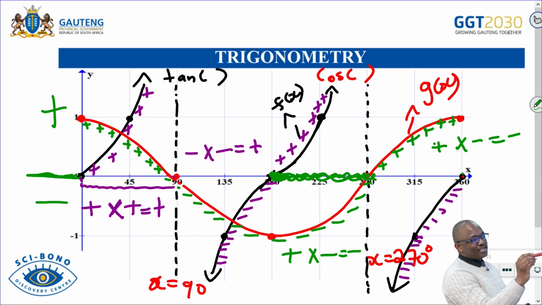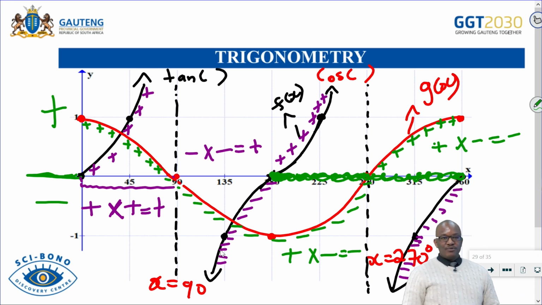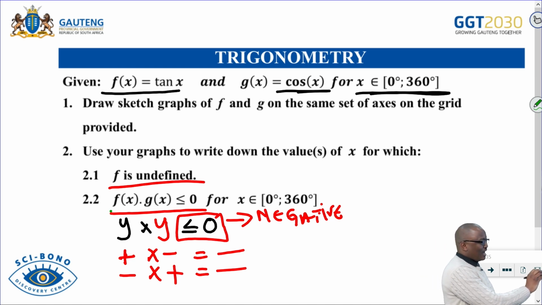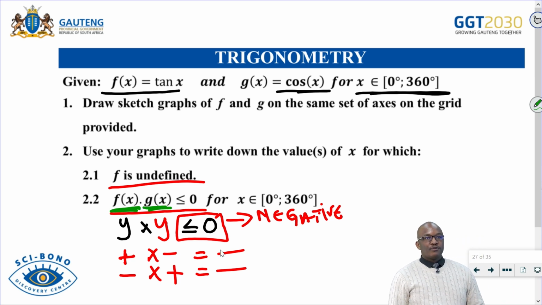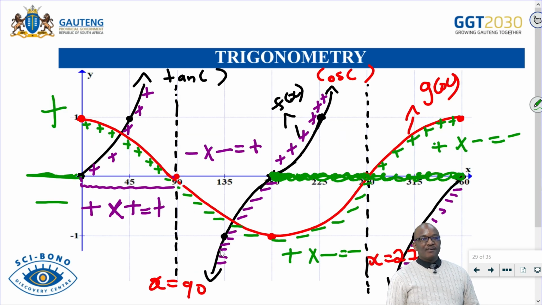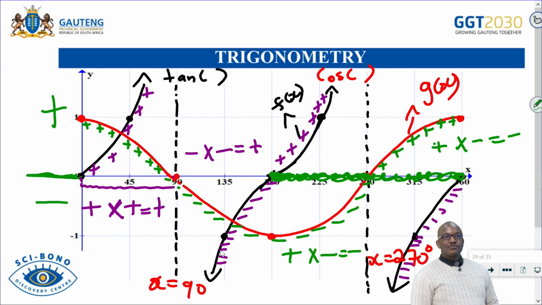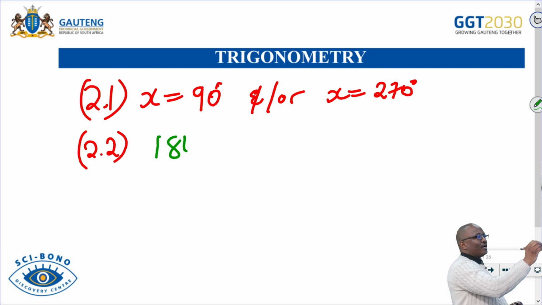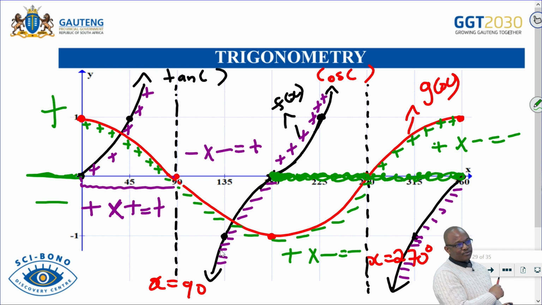So we can conclude that from 180 up until 270, that's where the x values are less than 0 when you're saying f of x multiplied by g of x is less than 0. So we get that between the interval of 180 to 360. How are we going to write our answer? We say 180 less than, or can we say less than or equal to? Yes.